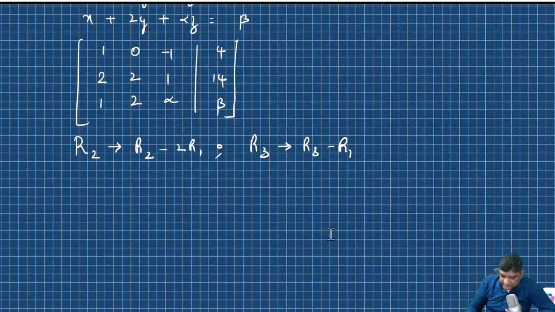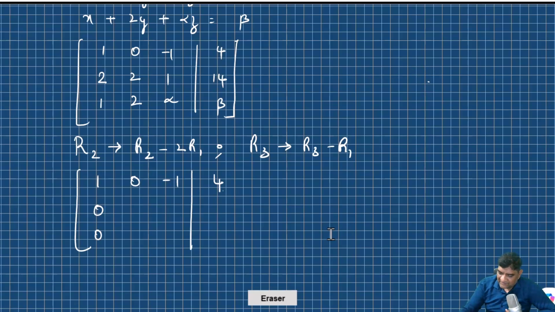So the first row is going to remain as it is. That's a 1, 0, minus 1, straight line, 4. Then 2 minus 2 times row 1, which is going to be a 0. That's the reason why we applied the row operations. Now this element will be 2 minus 2 times 0, which is simply a 2. The next element will be 1 minus 2 times minus 1, which is 1 plus 2, which is a 3. And then 14 minus 2 times 4, which is 14 minus 8. So this is going to be a 6.